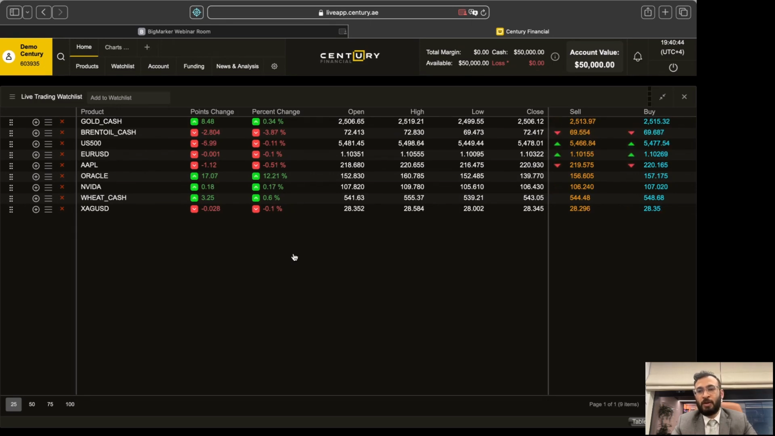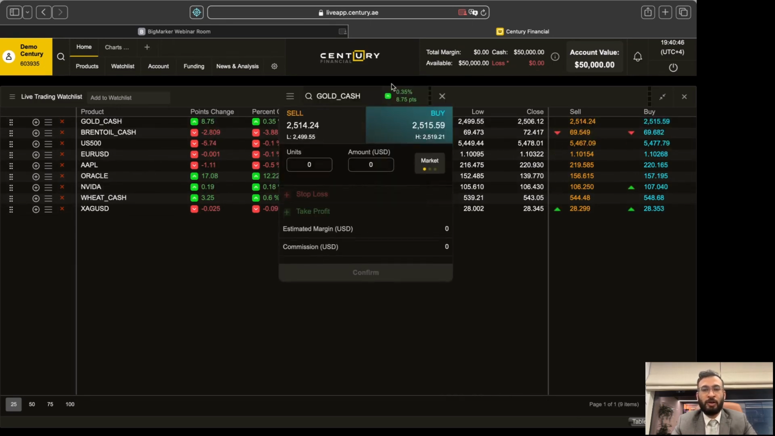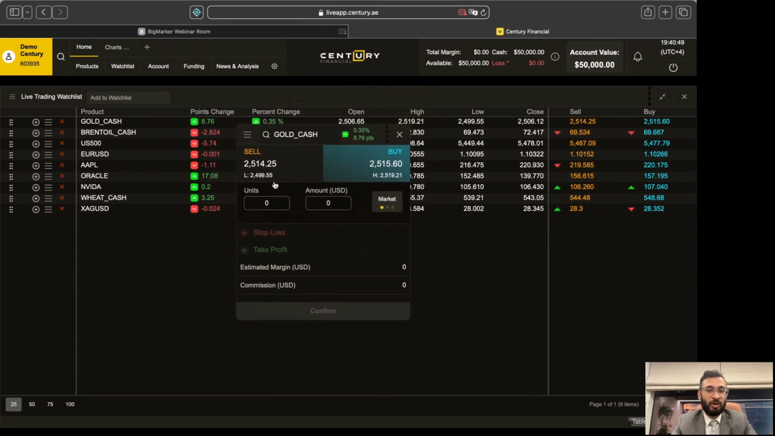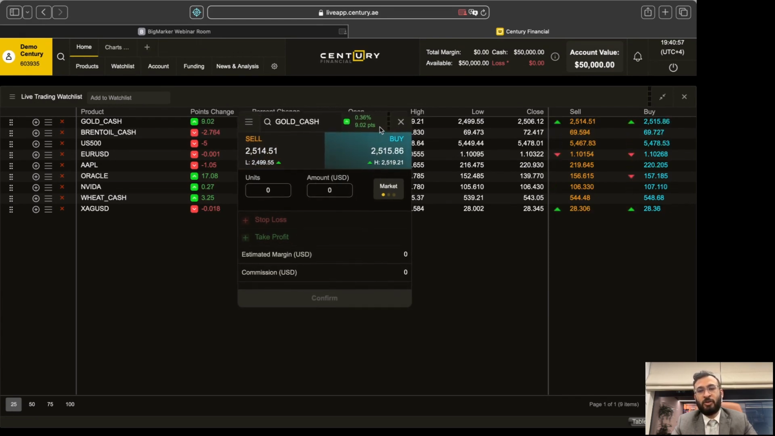Now, if you see gold, click on the buying price, you open an order ticket if you want to buy. But if you want to short sell, you need to select sell. Buy, sell. Buy is blue, sell is orange. So you need to understand the difference. Gold price right now is showing $2,516. What does it mean? It means that 1 troy ounce of gold is currently 2,516.